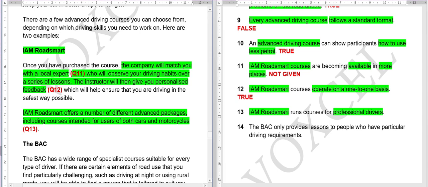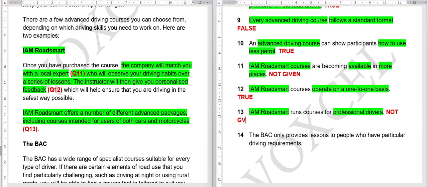Okay, time's up. And the answer to this question is yes, true, false, or not given. Not given. Why? Because they have said they offer a different number of advanced packages, but to whom? Like to novice drivers, intermediate drivers, beginners, or professionals. We don't know about that. So maybe they are giving to professional drivers, maybe they are not giving courses to professional drivers. There is no clear mention about that. So we will say not given. I hope it is clear.